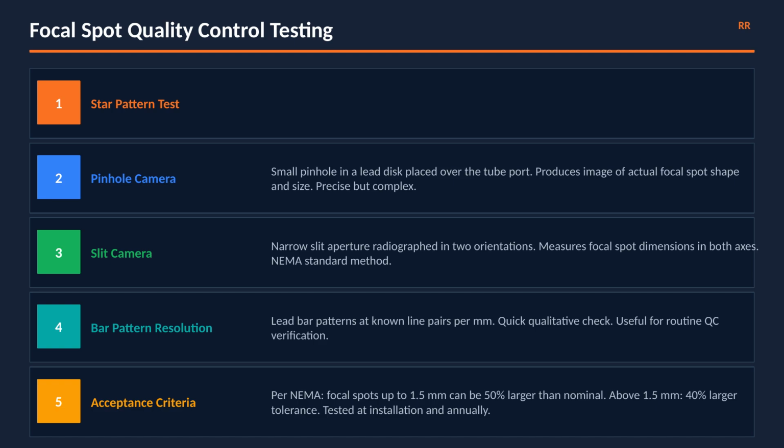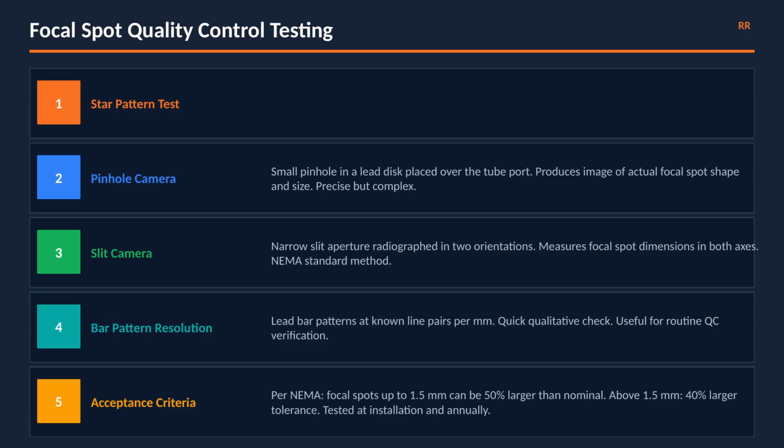The star pattern test: radiograph a star pattern resolution target. Blurring of the spokes indicates the effective focal spot size. Most commonly used clinical method. The pinhole camera, a tiny hole in a lead disc placed over the tube port, produces an image of the actual focal spot. Shape and size.